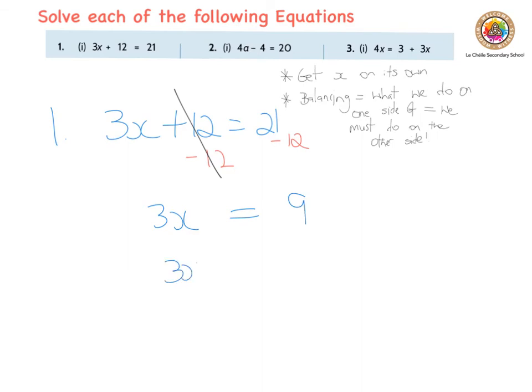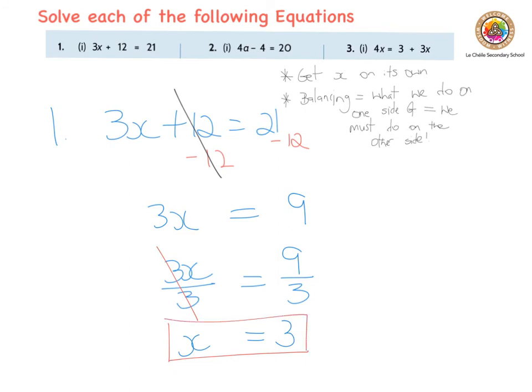So I have 3x. To get it on its own, I'm going to divide by 3. And here to get 9 on its own, I'm also going to divide by 3, because that's exactly what I've done on this side of the equation. So here they will cancel, and I'm left with x, and 9 divided by 3, well, that is 3. And that is my answer.